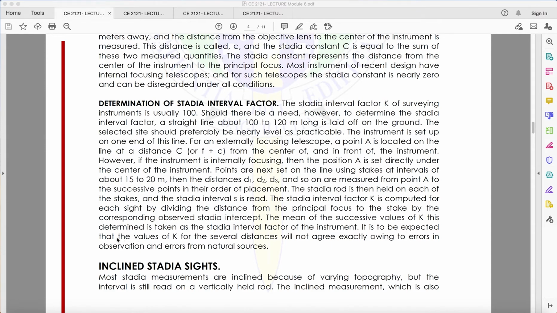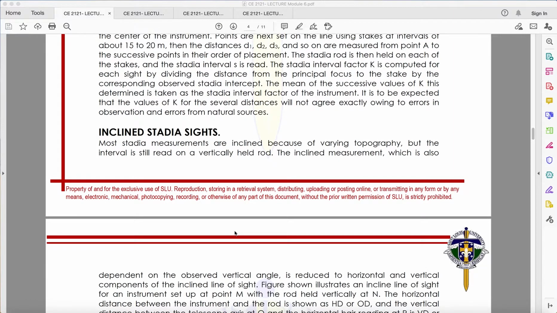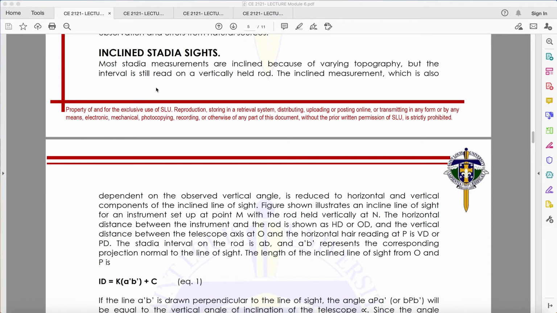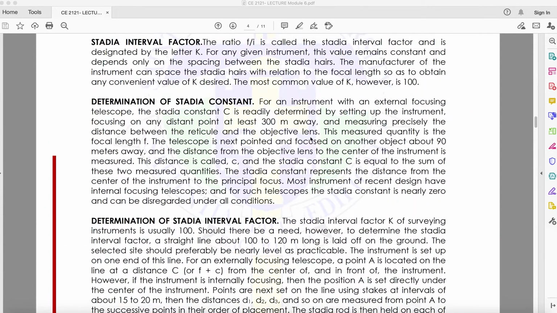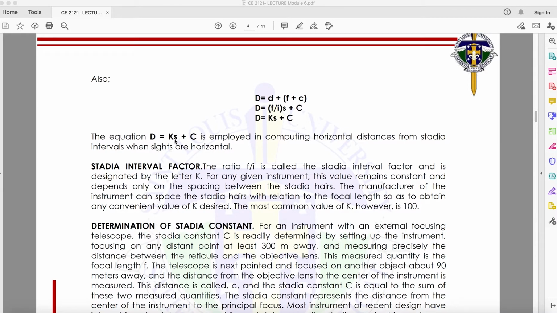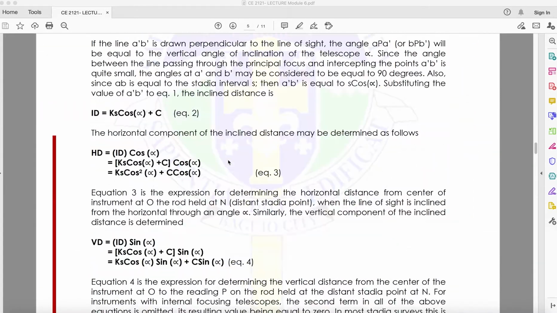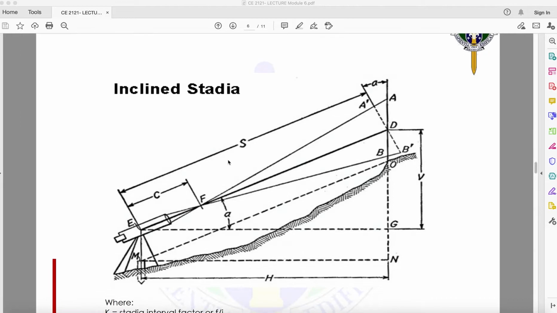It is to be expected that the value of K for the several distances will not agree exactly, owing to errors in observation and errors from natural sources. Okay? So, inclined stadia sights. For inclined stadia sights, isn't it that we said that the formula D equals Ks plus C is employed in computing horizontal distances from stadia intervals when sights are horizontal? So what if it is already inclined?